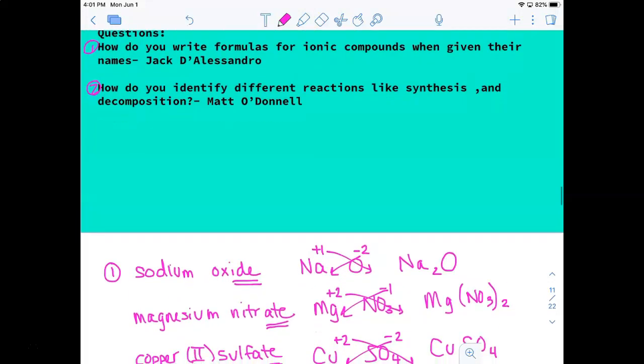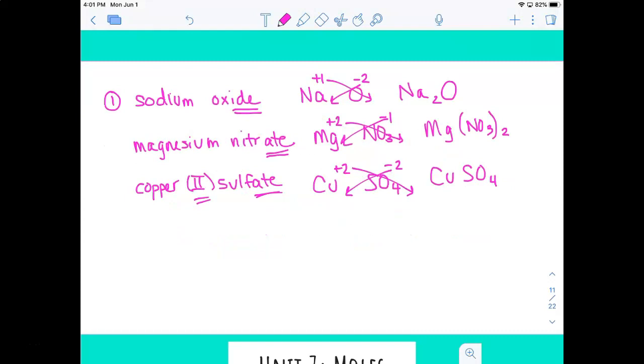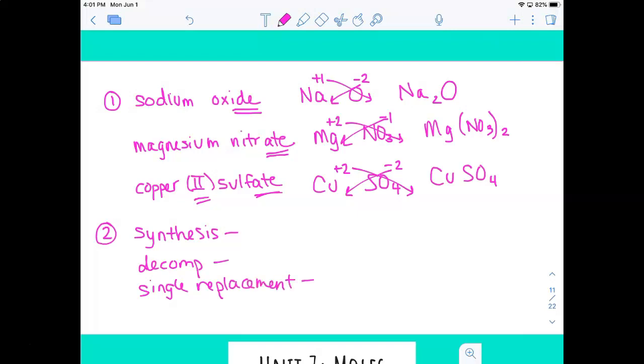How to tell the difference between different reactions. Okay, so as far as non-organic reactions go, there's 4 of them that you need to know. There's synthesis, decomposition, single replacement, and double replacement.